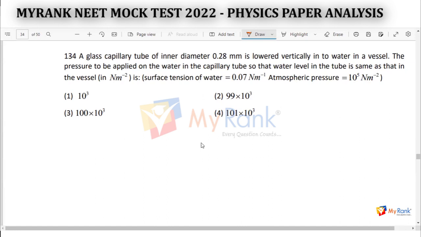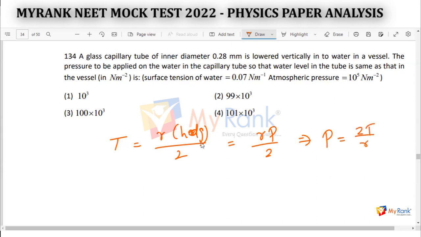So I can say surface tension T is nothing but h r d g by 2. Since pressure is asked, I take h d g inside the bracket, so r P by 2. This implies pressure is 2T by r. So pressure is 2 into the surface tension given, 0.07, by the radius. The diameter is 0.28 mm, so radius is 0.14 mm, 10 power minus 3. So this results in 10 power 3 Newton per meter square.